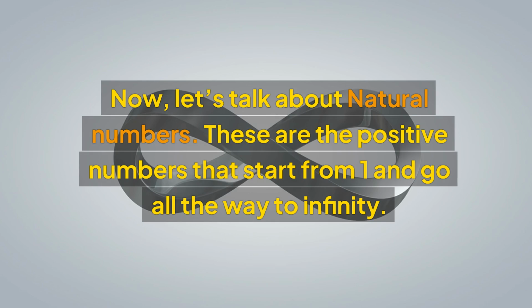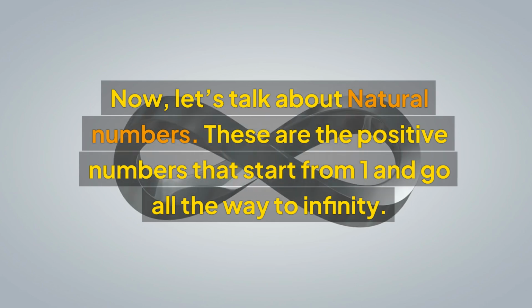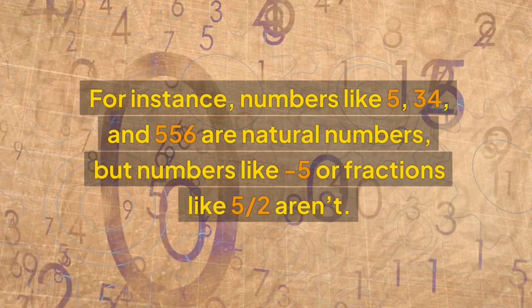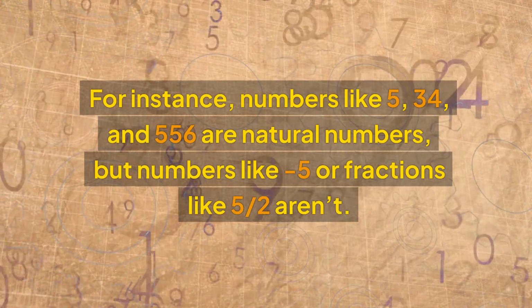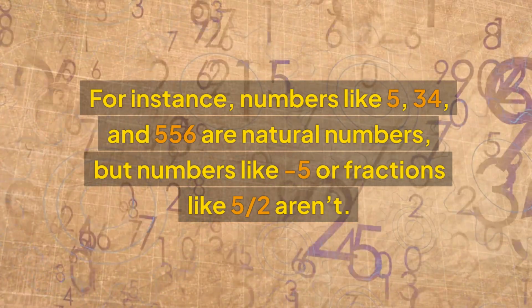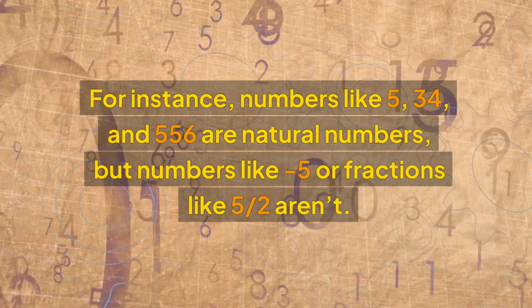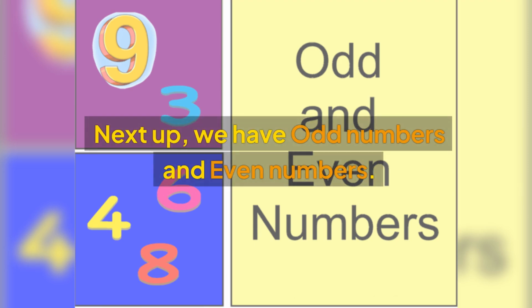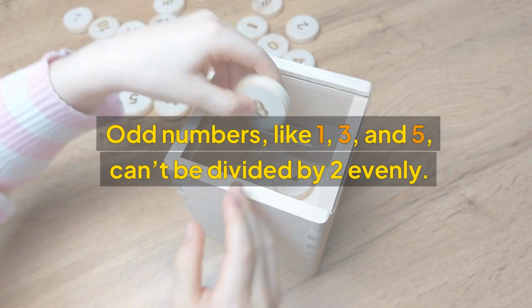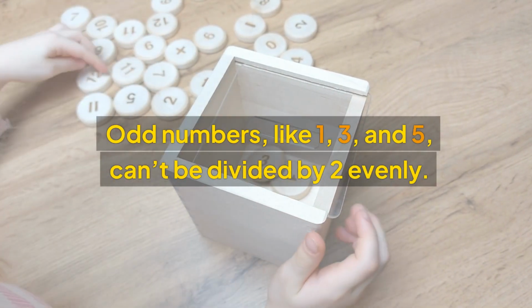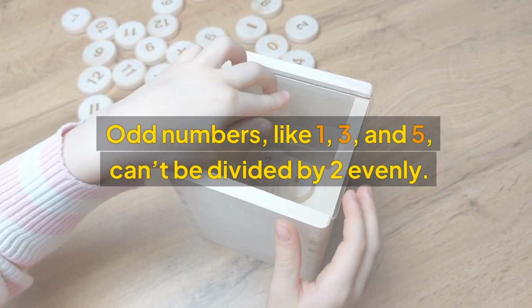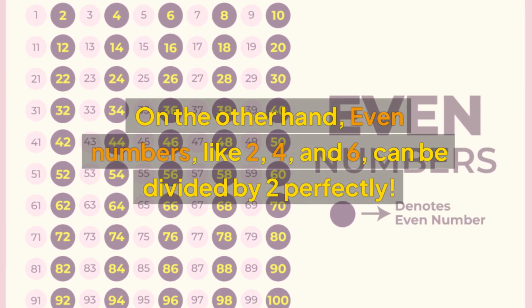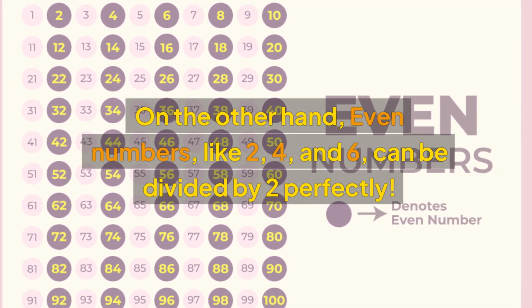Now, let's talk about natural numbers. These are the positive numbers that start from 1 and go all the way to infinity. For instance, numbers like 5, 34, and 556 are natural numbers, but numbers like -5 or fractions like 5 by 2 aren't. Next up, we have odd numbers and even numbers. Odd numbers, like 1, 3, and 5, can't be divided by 2 evenly. On the other hand, even numbers, like 2, 4, and 6, can be divided by 2 perfectly.